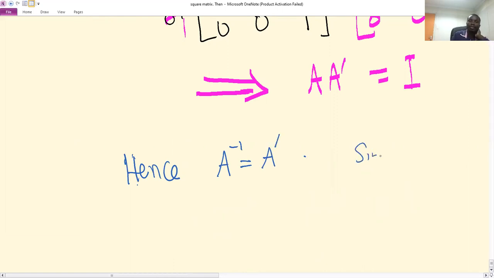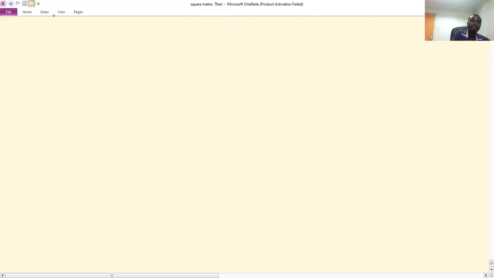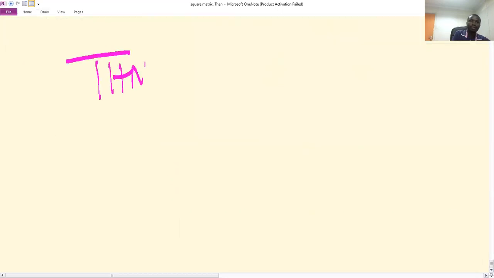Similarly, you can show that if you take A transpose times A, you still get an identity matrix. So that's how we prove that. And then there are other results about products of inverses. These theorems we will state without proof, but they are not hard to prove.